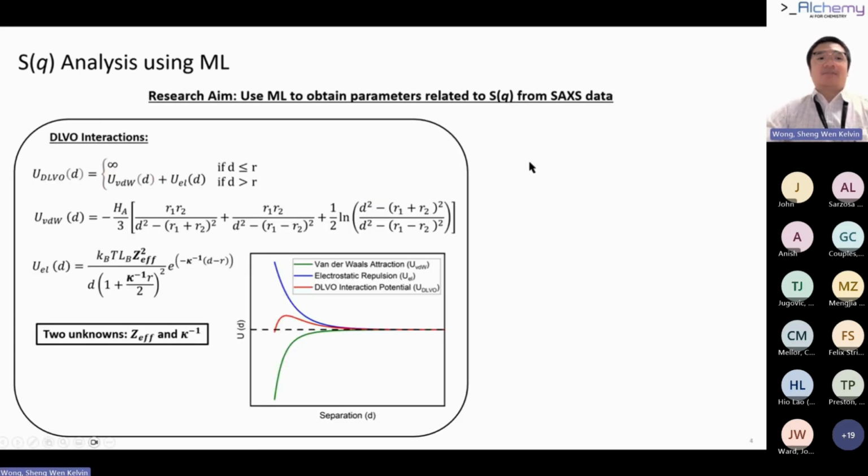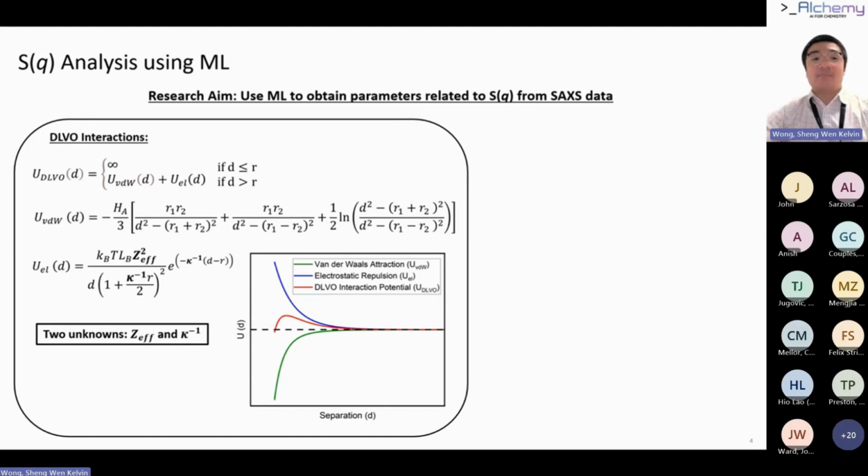What we tried to do was to use machine learning to obtain structure factor parameters of a SAXS profile. This is different from the work discussed in the previous slide because we're looking at structure factor parameters rather than form factor parameters now. We sought to demonstrate a proof of concept for this work using DLVO interactions, which describe colloidal interactions as the sum of van der Waals attraction and electrostatic repulsion.